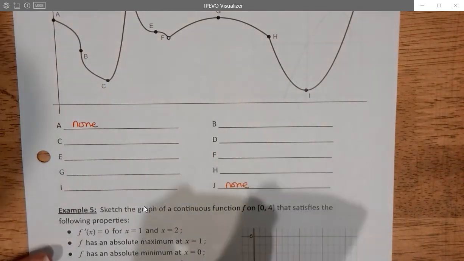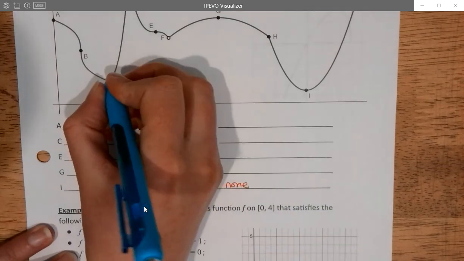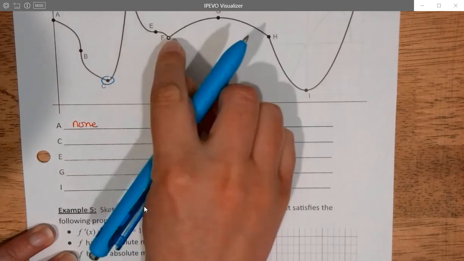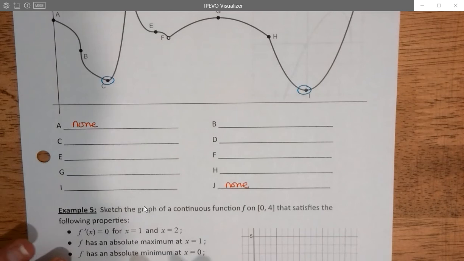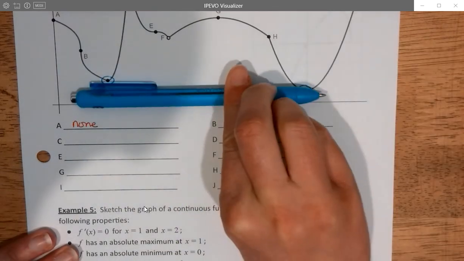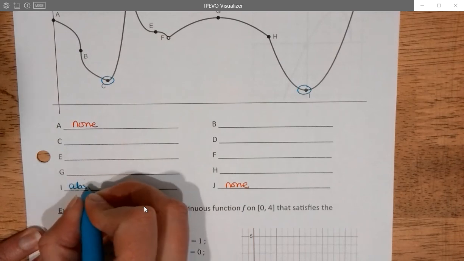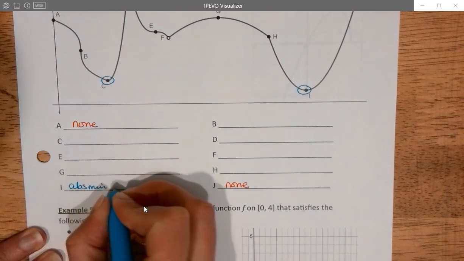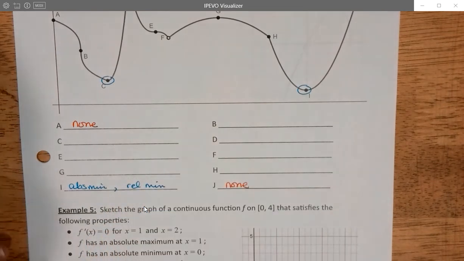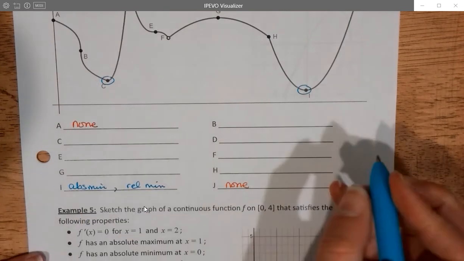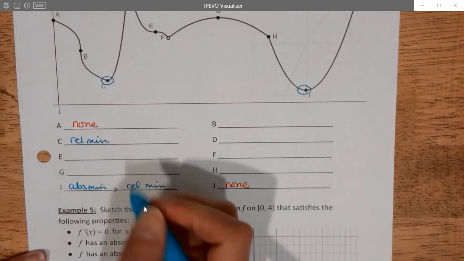Okay, now to the interior points. I have minimums at C, F is not defined, and I. It looks like the lowest one of those is I, so that makes I an absolute min. But I is also a relative min. It's both, because it's an interior point. C is going to be a relative min. It's not absolute.